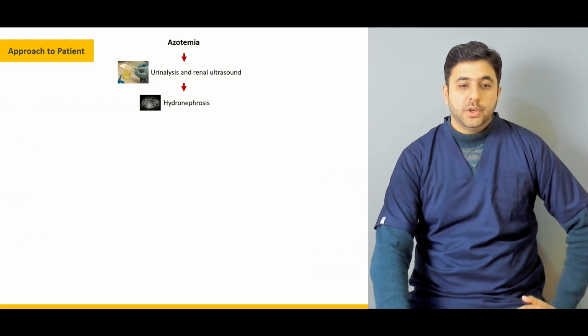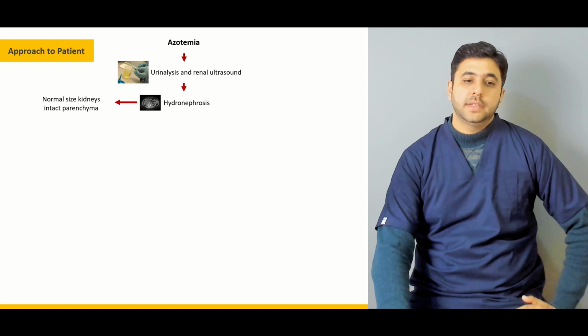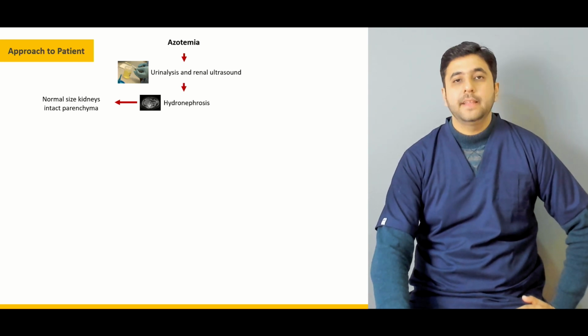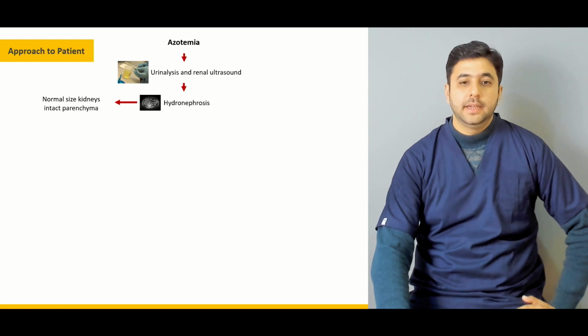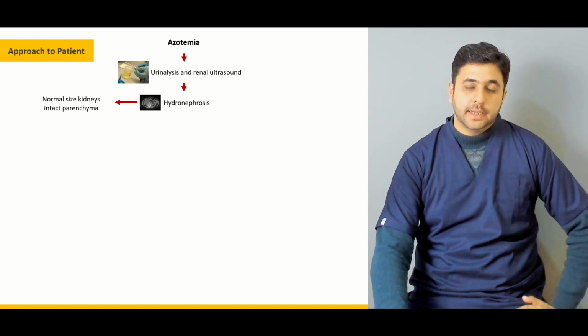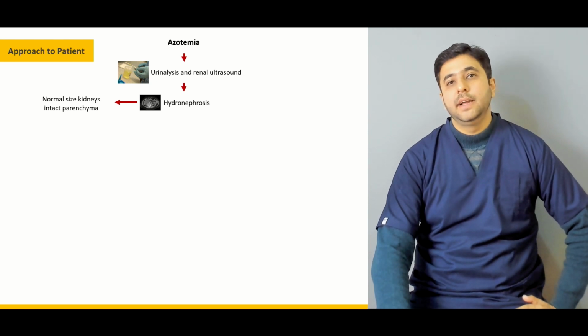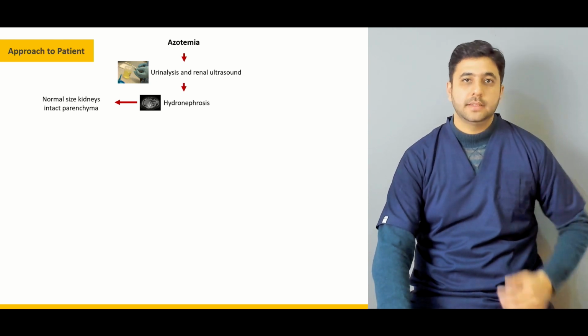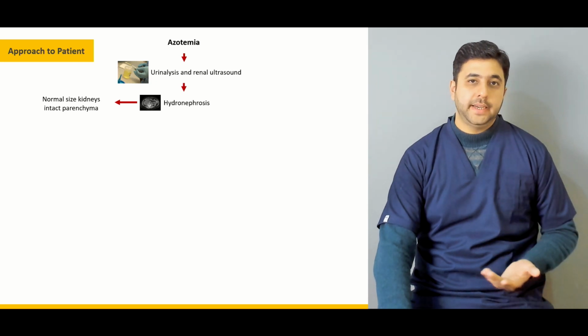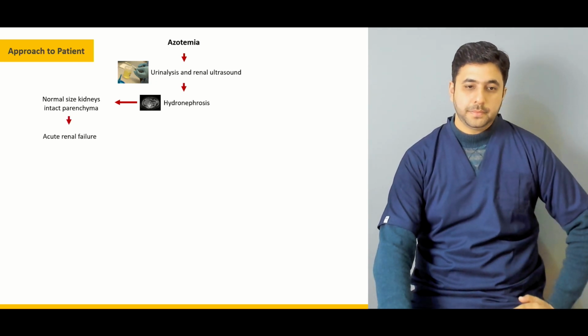Now, if you have done an ultrasound and you find that the patient has normal sized kidneys and intact parenchyma, then this is an acute renal failure, or in other words, acute kidney injury or azotemia. What is the next step in a patient with acute kidney injury? How do you differentiate whether this acute presentation is pre-renal or because of ATN, acute tubular necrosis?